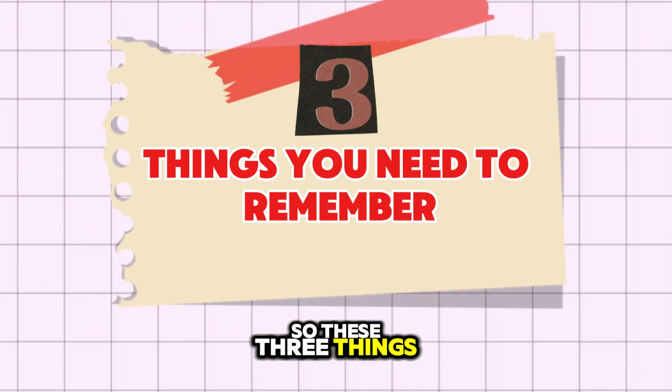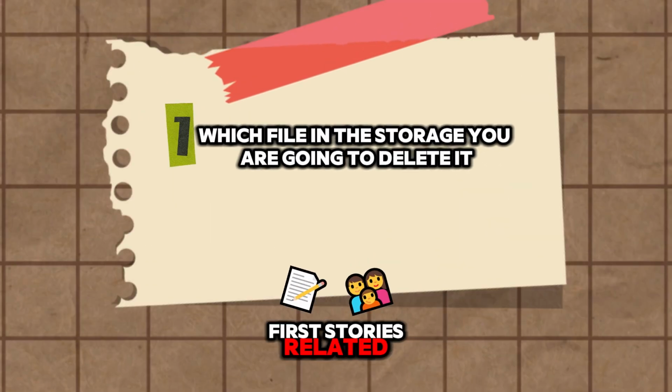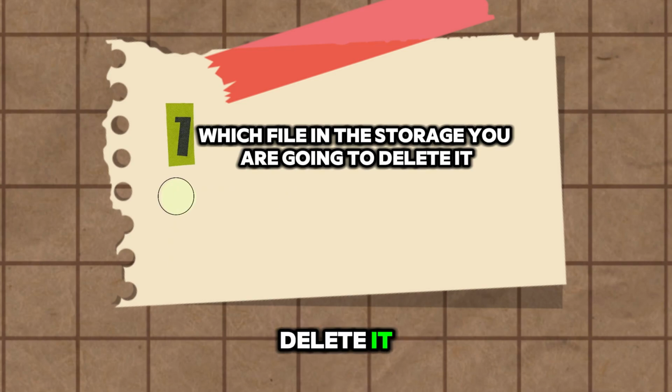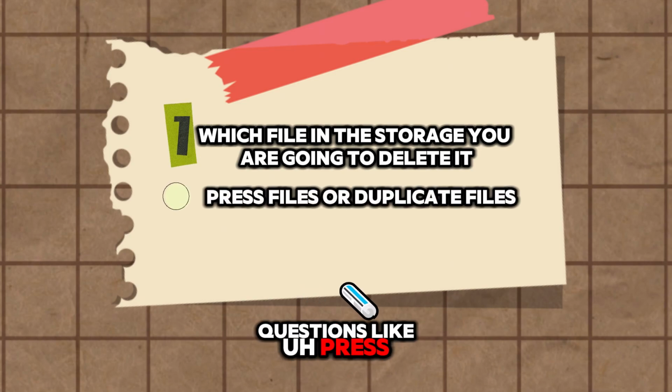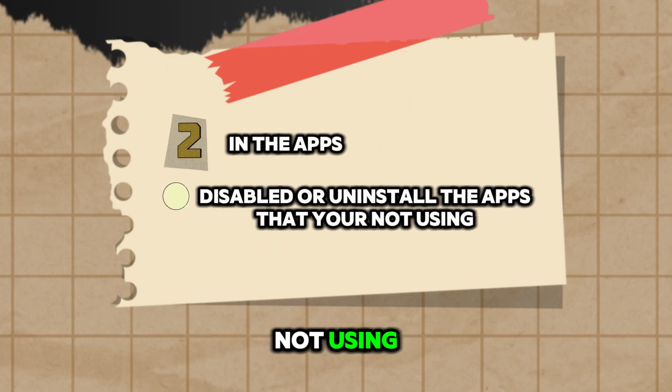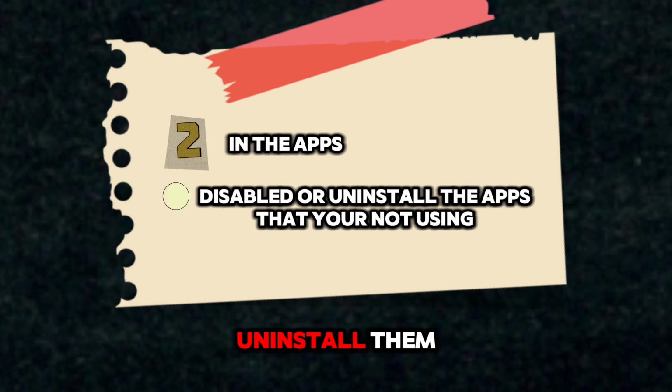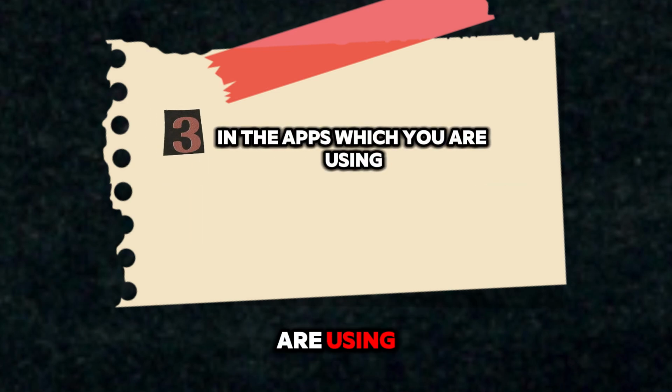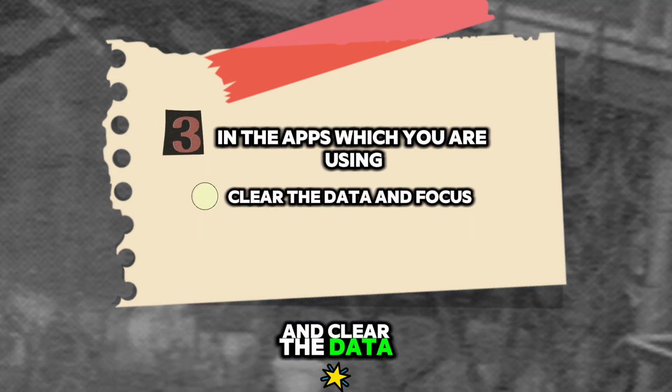These are the kinds of things we have to do. So these three things you are going to remember. First, storage related, which files in the storage you are going to delete. First is trash files or duplicate files. Second, in the apps, whatever apps you are not using, you can go ahead and disable them or uninstall them. In the apps which you are using, you can go ahead and clear the data and the cache.